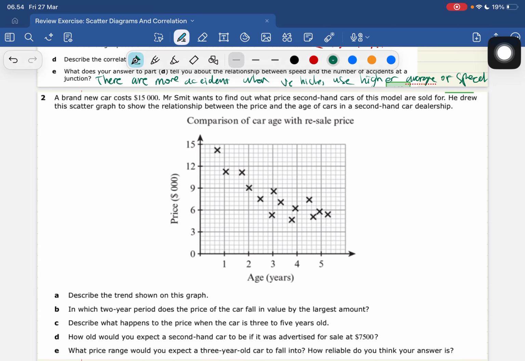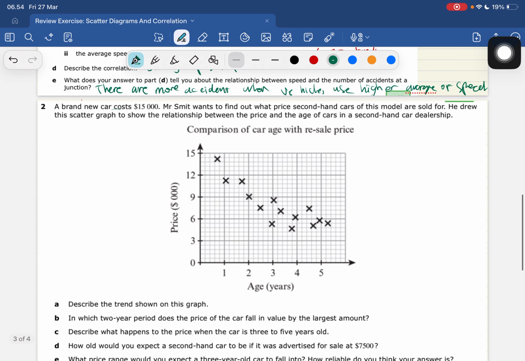Okay, number 2. Describe the trend shown in this graph. A brand new car costs 15,000. He wants to find what second-hand cars of this model are sold for. He drew the scatter diagram to show the relationship between the price and the age of cars in the second-hand dealership.